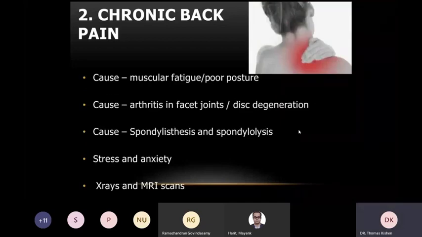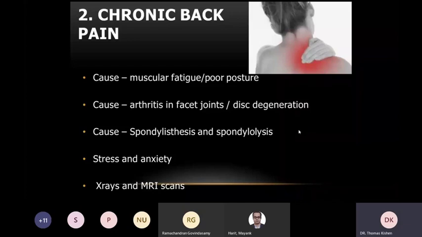So the causes could be many. It could be something as simple as muscle fatigue or poor posture. It could be arthritis of the facet joints or even disc degeneration. It could be spondylolisthesis or spondylolysis. Stress and anxiety also play a big part in chronic back pain and neck pain.